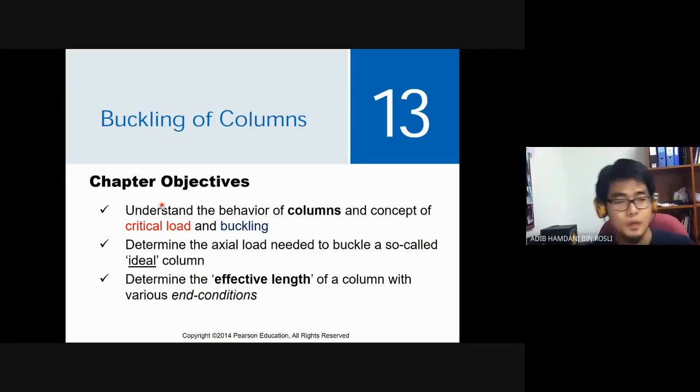Okay, the objectives for this chapter of our course are, first, to understand the behavior of columns and the concept of critical load and buckling load, and the buckling failure mode. The second is to determine the axial load needed to buckle a so-called ideal column. We will define what an ideal column is, and then determine the effective length of a column with various end conditions.